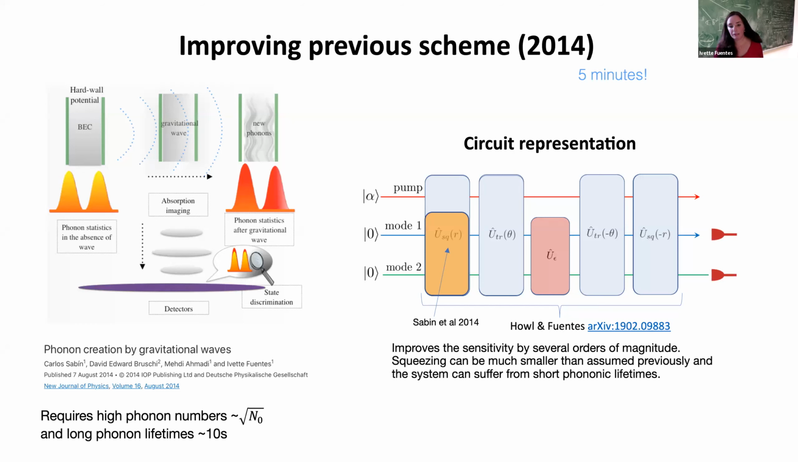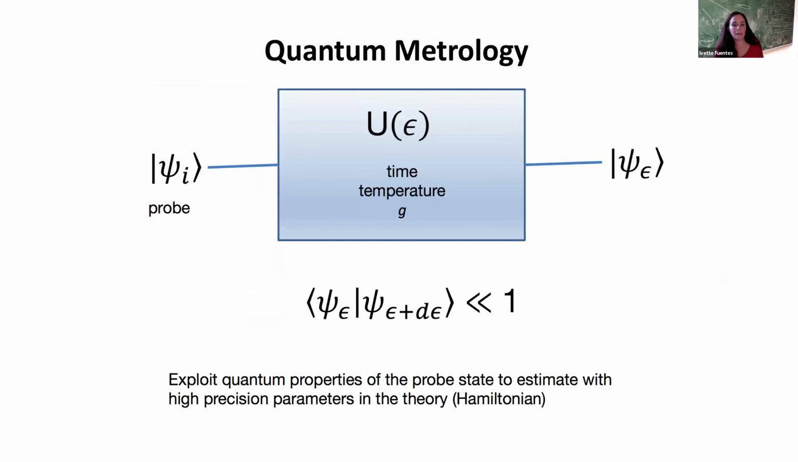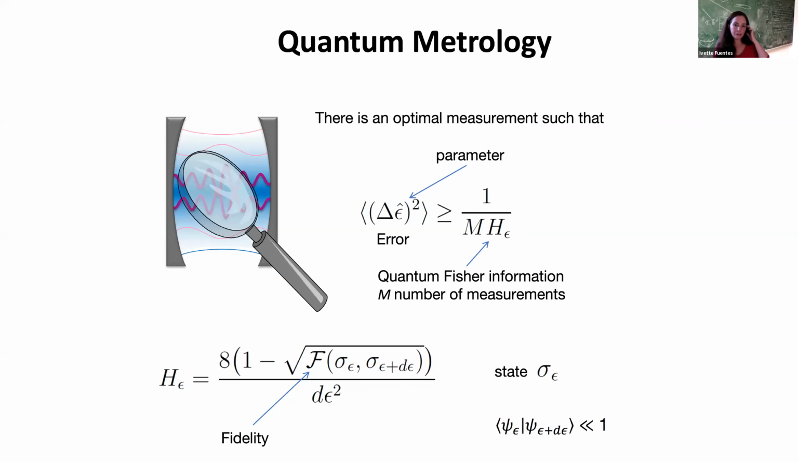So we've now showed that if you add this, you get much better sensitivities. So we use quantum metrology. Maybe in the questions we can talk about the quantum metrology techniques of how you estimate the precision. But the precision is bounded by the number of measurements and the quantum Fisher information.